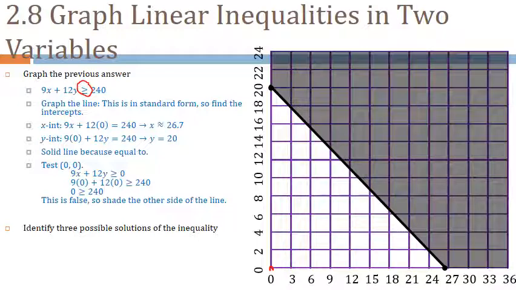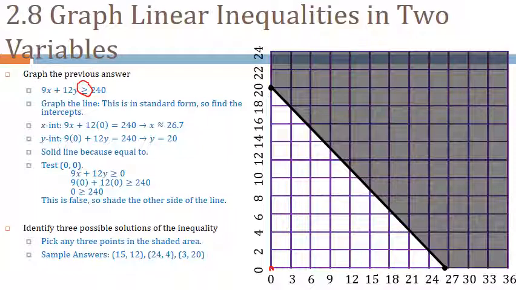Now we need to identify 3 possible solutions of the inequality. Any point in the shaded area or on the line is a possible solution. So you have an infinite number of possible solutions. Just choose 3 random ones. So any 3 points in the shaded area, such as 15, 12, there, 24, 4, which is right there, or 3, 20 are the ones I chose.